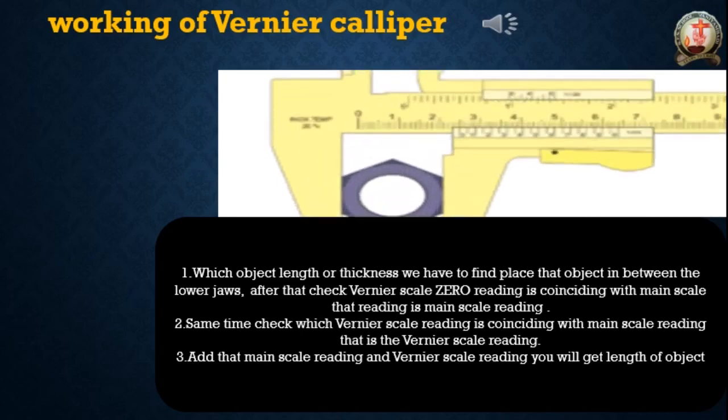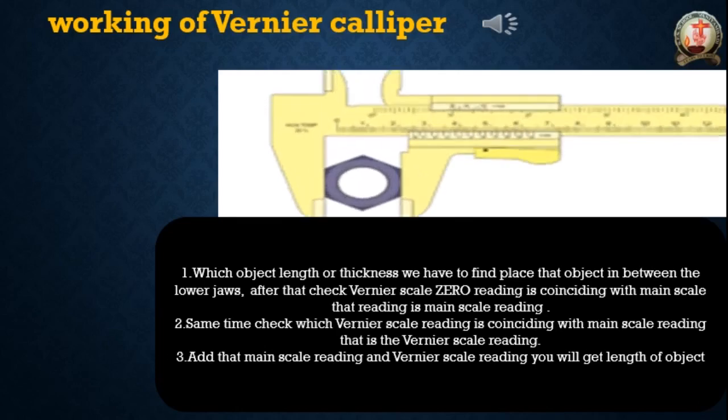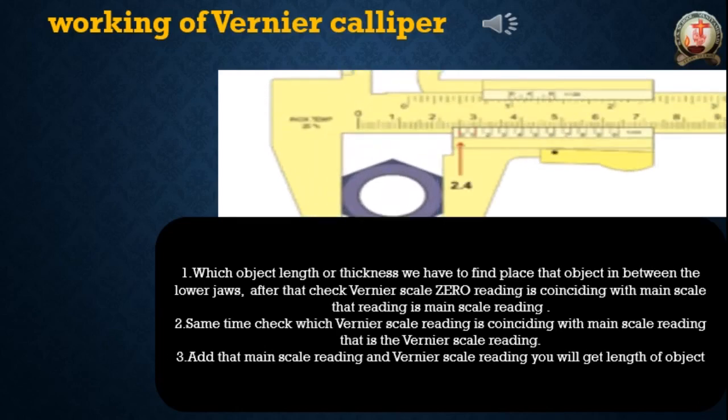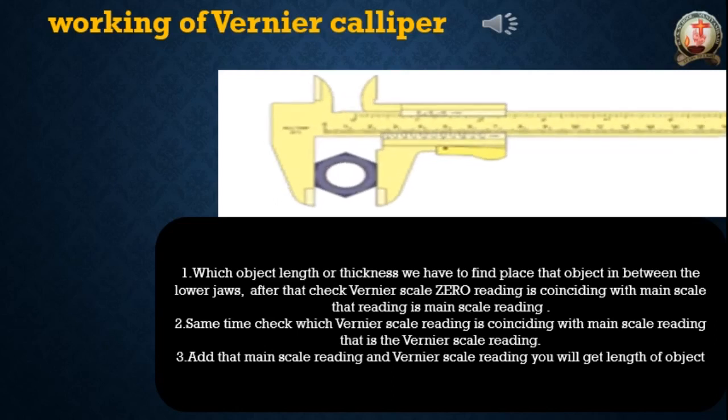Okay, after taking that vernier scale reading 7, you have to multiply it into the least count. You have to multiply that vernier scale reading 7 into the least count. What is the least count of this vernier caliper? 0.01. So 0.01 into 7, how much? 0.07. Correct. 0.01 into 7, how much? 0.07.